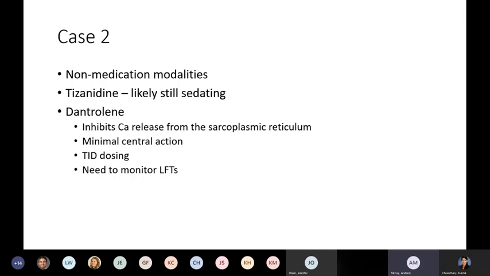Sorry. Yeah, no, I was just going to say, check a set of LFTs and you could try dantrolene. Or you could try non-medication modalities. But I think dantrolene's the one that's the least sedating, though there's always about a 1% chance that it could cause a transaminitis, so it's a good idea to check LFTs.